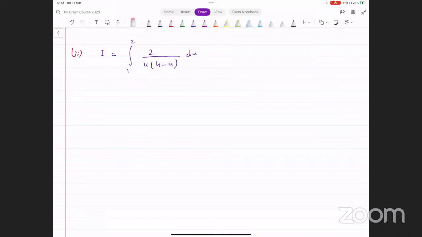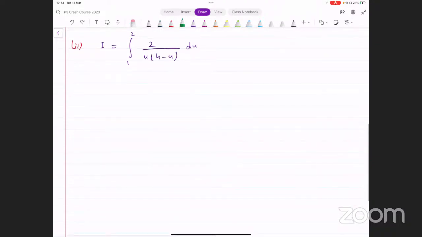What was the next option? Partial fractions? Well, yes. We have factors in the denominator. One is u and the other is 4 minus u. We would have to find partial fractions for this to be able to integrate this function. Okay, so we'll have to find partial fractions. Let's do partial fractions for this now.